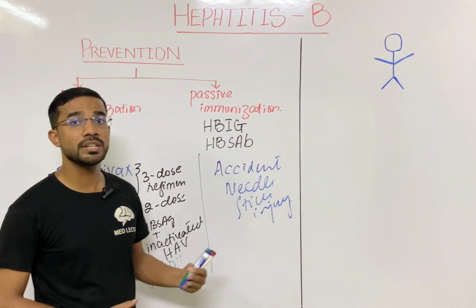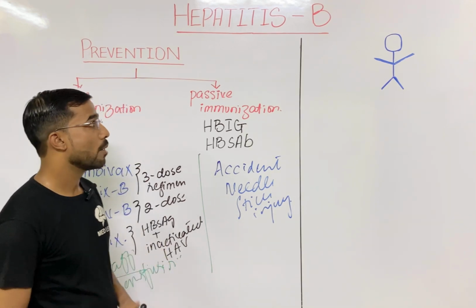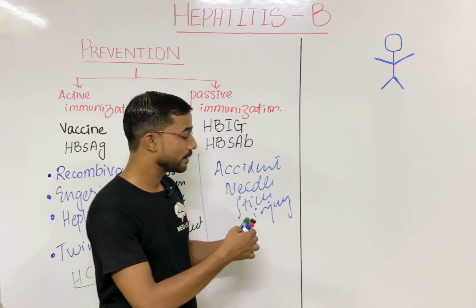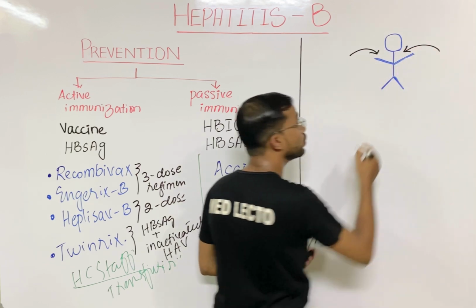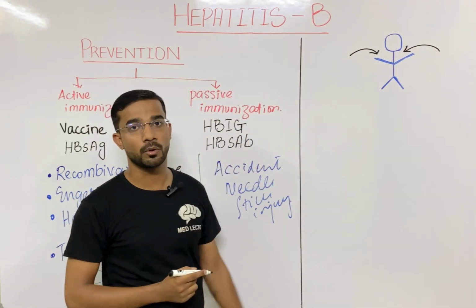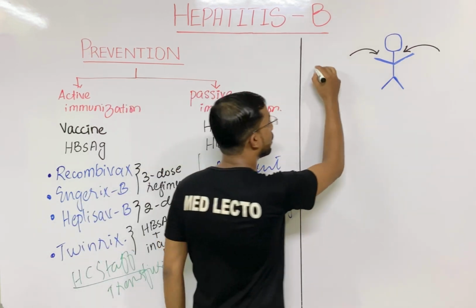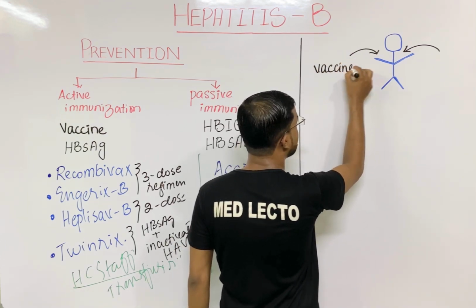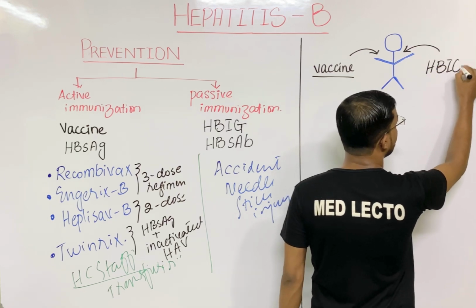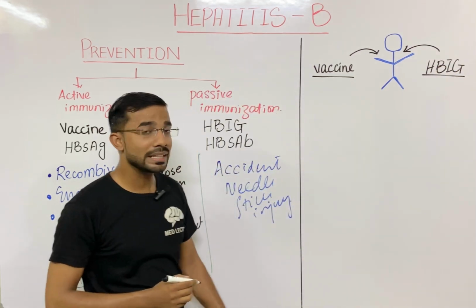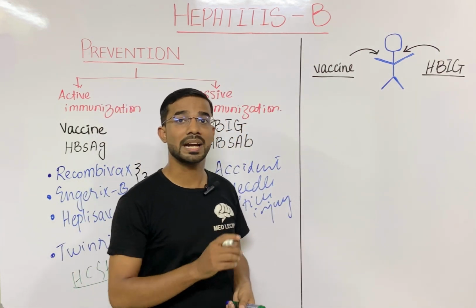We will see how to use the vaccine and the immunoglobulin at the same time. The most important thing to remember is that you will use the vaccine and the immune globulin at separate sides of the body. Like at different arms: you inject the vaccine at the right side, and the hepatitis B immune globulin at the left side. Otherwise, the vaccine and the antibodies will become neutralized if you inject at the same side.